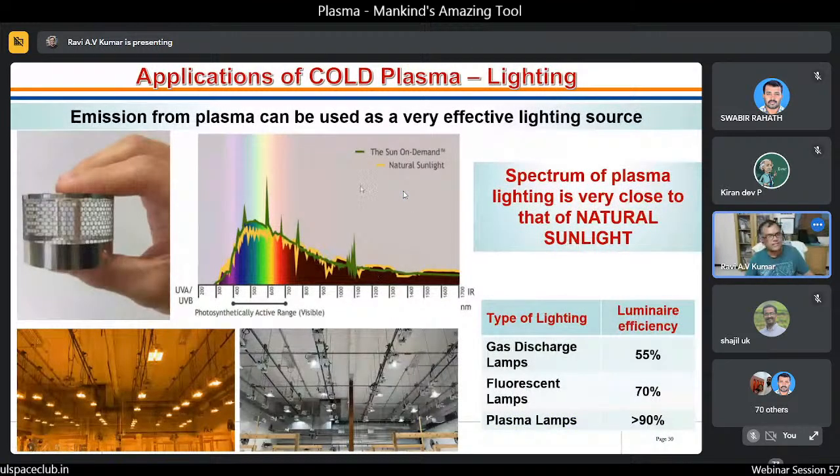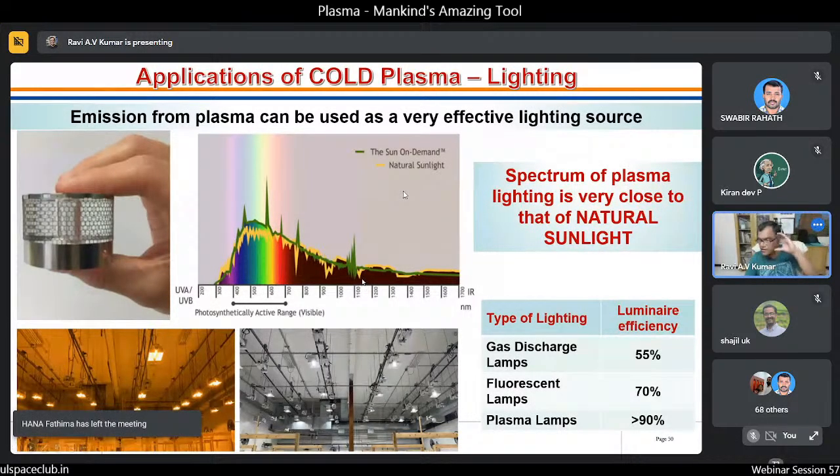Now, another fascinating application of plasma is lighting. If you have a plasma discharge with the right kind of gas mixture, it can produce light that is very close to natural sunlight. So this company has produced this lamp. It has a small tube inside, an RF generator. So the plasma inside is almost like sunlight. You can see that the orange line here corresponds to sunlight. The green line corresponds to the plasma lamp.